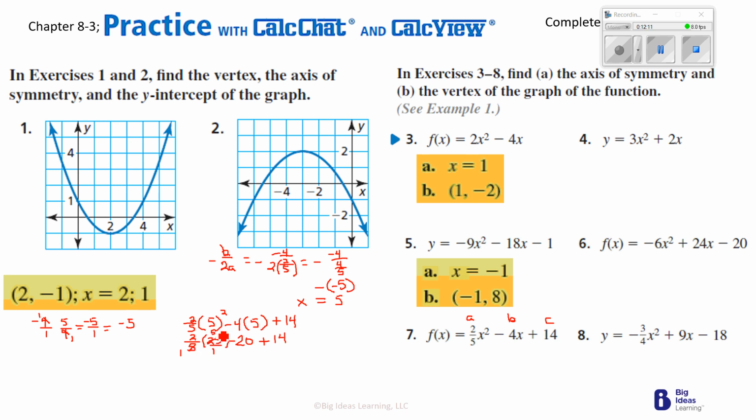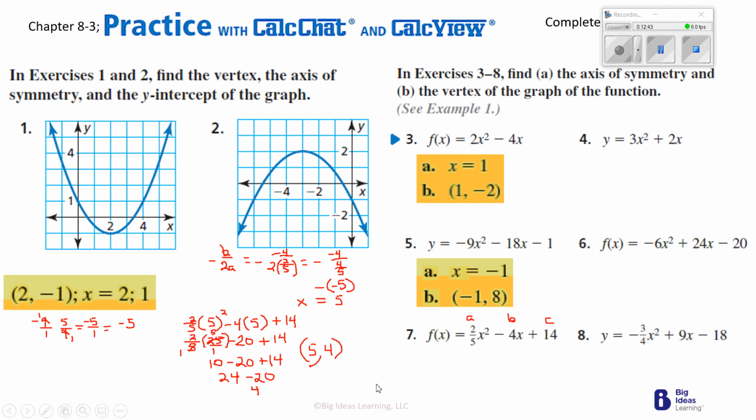Now I got 2 times 5, and that's 10. So we're going to have 10 minus 20 plus 14. Well, 10 plus 14 is 24. And 24 minus 20, well, that's 4. So my vertex must be 5 and 4.